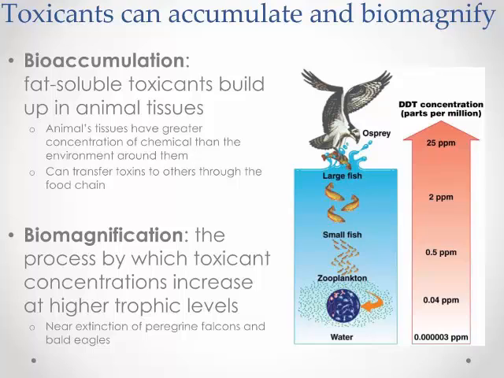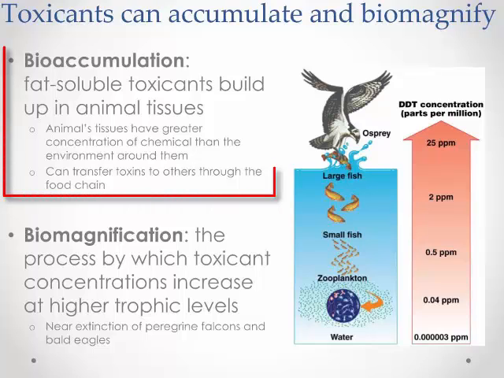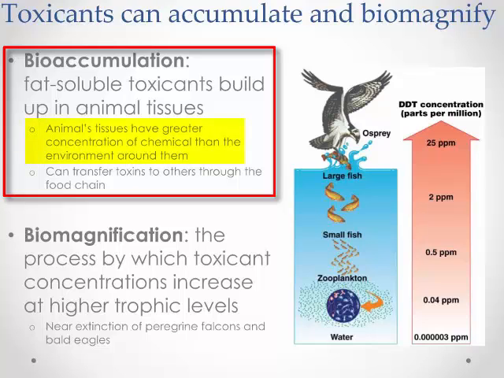Toxicants can accumulate and biomagnify in the environment. Bioaccumulation is when fat-soluble toxicants build up in animal tissues. This means the animal's tissues have a greater concentration of the chemical than the environment around them. When this happens, the toxicants can travel through the food chain to other organisms. Organisms on all trophic levels bioaccumulate the substance in their tissues.